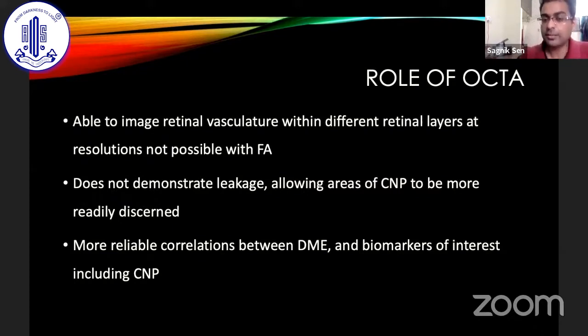And they also evaluated that capillary non-perfusion was correlated well with vascular leakage in all 3 retinal zones. So coming to the role of OCT angiography in all of this.